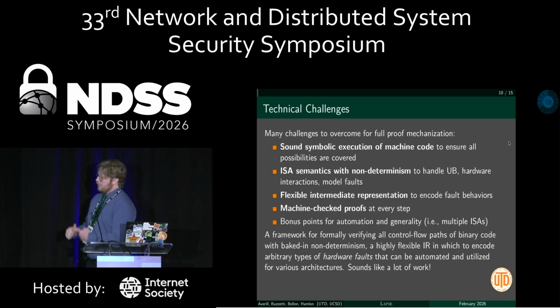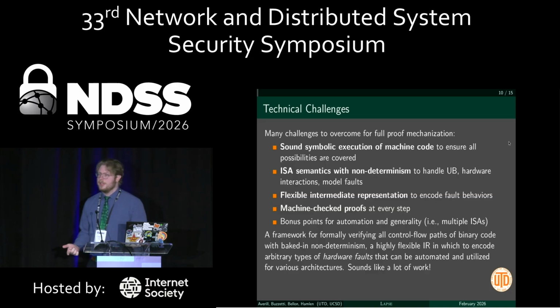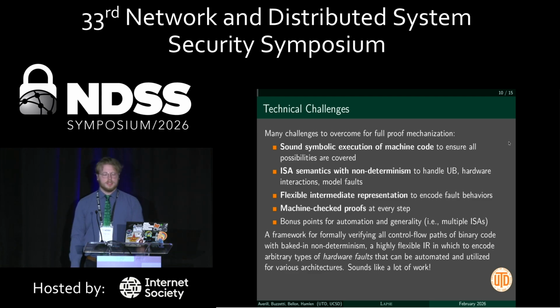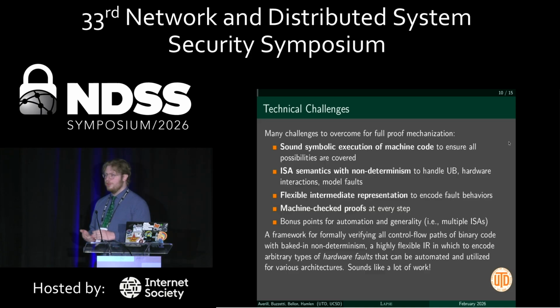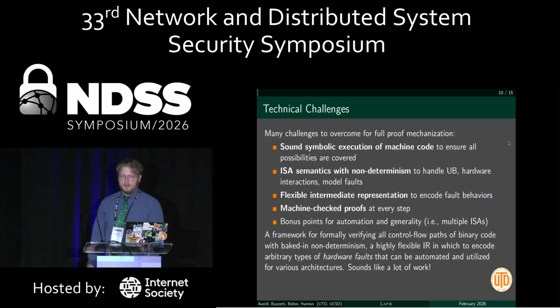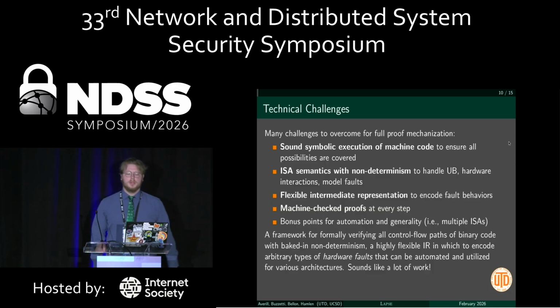So many problems here. We want to traverse every single path of the control flow graph to make sure that every single possibility is covered. We need some kind of ISA semantics that supports non-determinism, so you can handle undefined behavior and hardware interactions and model these faults correctly. You need some really flexible intermediate representation to encode fault behaviors, so that you're not rewriting your symbolic execution algorithm every time you want to model a new fault. And the really key thing is that you want machine-checked proofs at every step. This whole thing was we want more assurance, so we want machine-checked proofs every step of the way, no gaps.